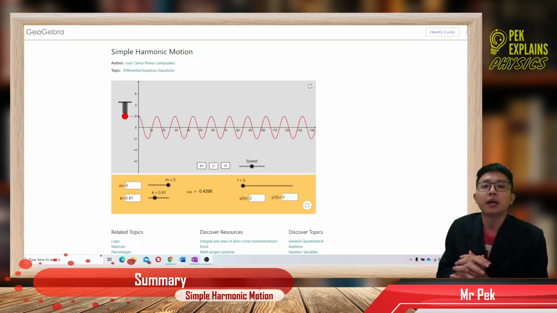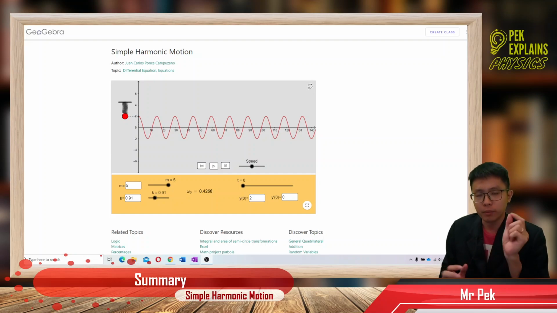Now we are going to learn about simple harmonic motion. What is actually simple harmonic motion? Simple harmonic motion is a motion that repeats itself over and over again after a certain period. Okay, let me show you an example.